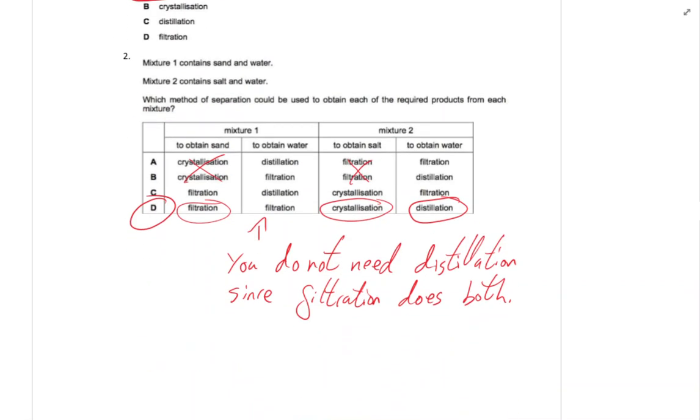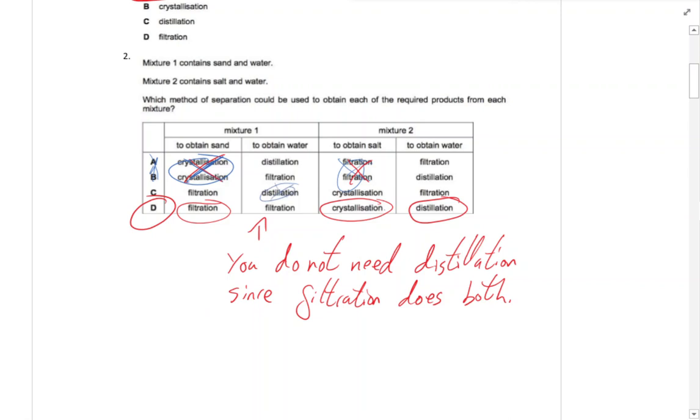Moving on, question 2. Mixture 1 contains sand and water, mixture 2 contains salt and water, so you have to get a combination of the methods of separation for each of the required products. For sand, we can rule out both A and B because we wouldn't use crystallization, and again for the salt we wouldn't use filtration, so we're deciding between C and D. Filtration for the sand in mixture 1 will also obtain the water. You don't need to do distillation here.